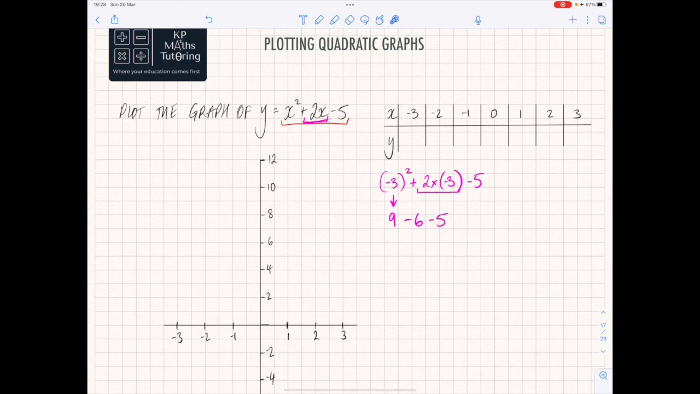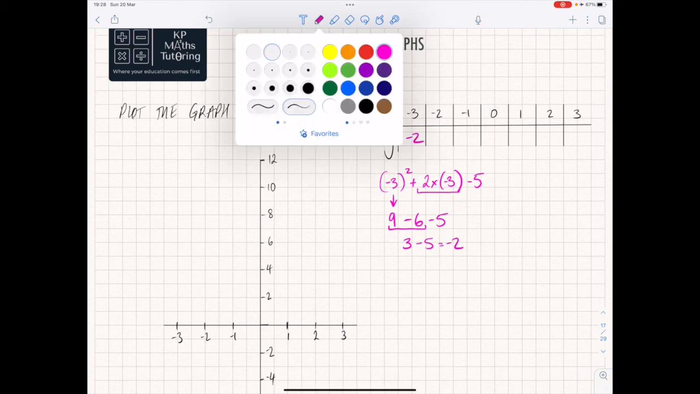This is a positive times a negative. Okay, if this was a negative itself, if it was minus 2, then that bit returns positive. But because we've got a plus 2 times minus 3 becomes minus 6. Well, 9 minus 6 is 3. 3 minus 5 gives you minus 2. So minus 2 goes in there.